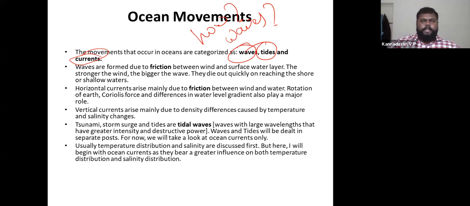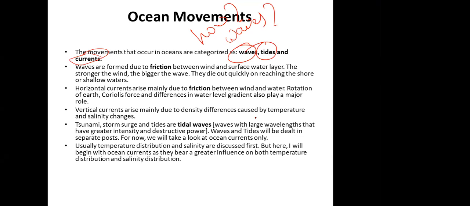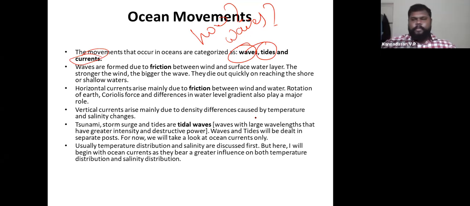Okay. And the second one is tides. As I already said, tides are created by the gravitational pull of moon and earth, along with the force that is created by the earth. Is it centripetal or centrifugal? Centrifugal. Okay, let's see. When we are discussing tides, let us see whether it is centrifugal or centripetal. So right now we'll concentrate on this one.